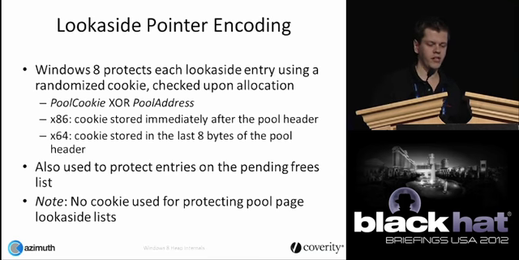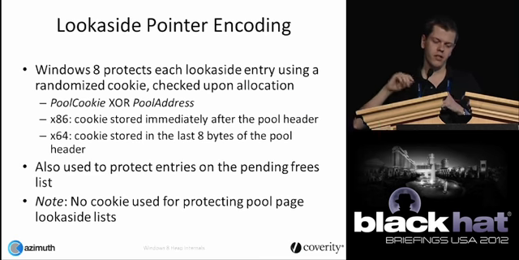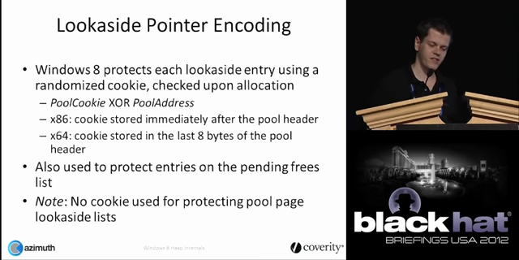Instead of giving you that allocation, whenever you free something, it will put this cookie, which is the pool cookie XORed with the pool address, right in front of the pointer to the free list, the Lookaside list pointer. On 64-bit, instead of storing it right before, it will store it in the pool header. So, even if you have an overflow, it's going to be from a previous chunk anyway. So it doesn't really matter as long as it's stored in the next chunk before the Lookaside list pointer.